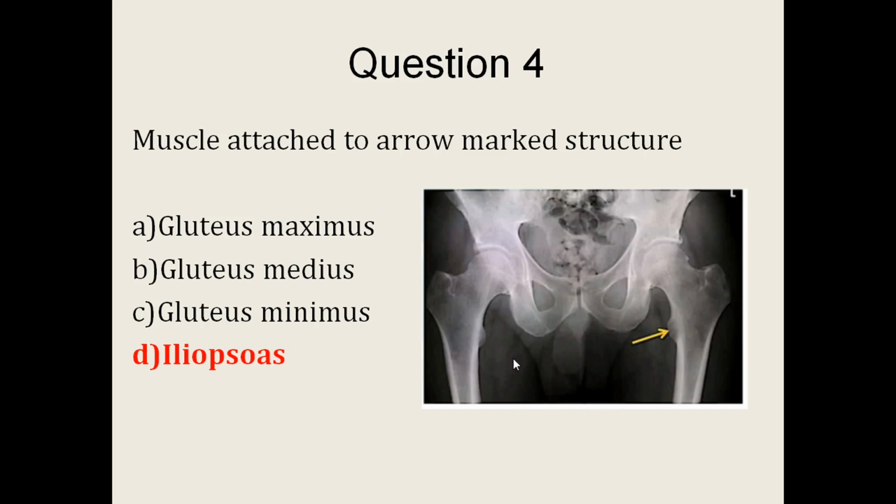So now let's look at the question. The answer will be iliopsoas. The muscle attached to the lesser trochanter is iliopsoas. Let's move on to the next question.